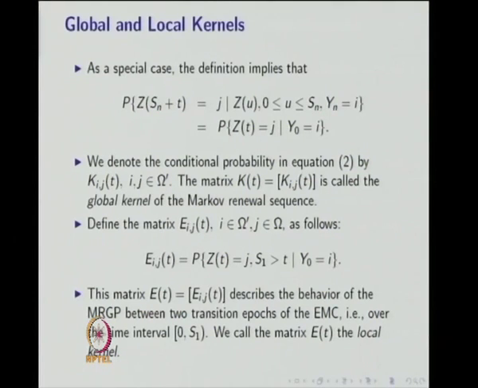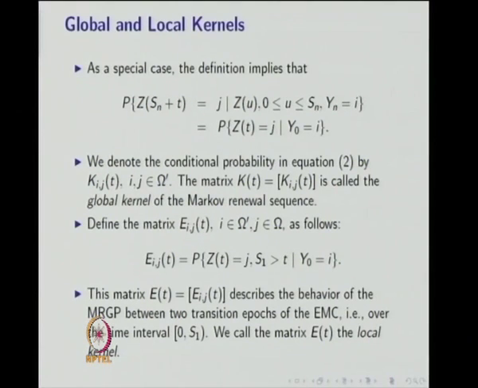For the Markov renewal sequence, we can find the global kernel. The global kernel is the matrix K of t that consists of K of i comma j of t, where each K i comma j of t is nothing but the probability that y1 is equal to j with S1 less than or equal to t, given y naught is equal to i. Now, we are going to discuss the local kernel.